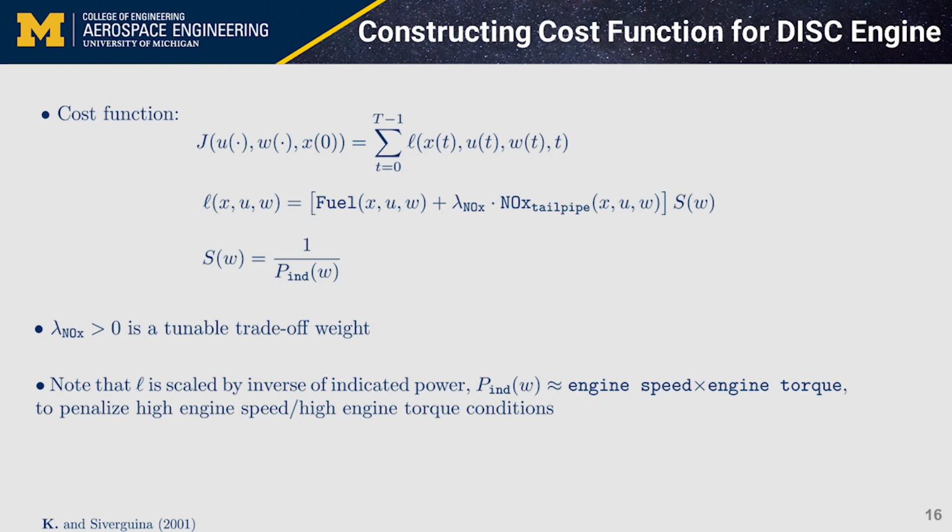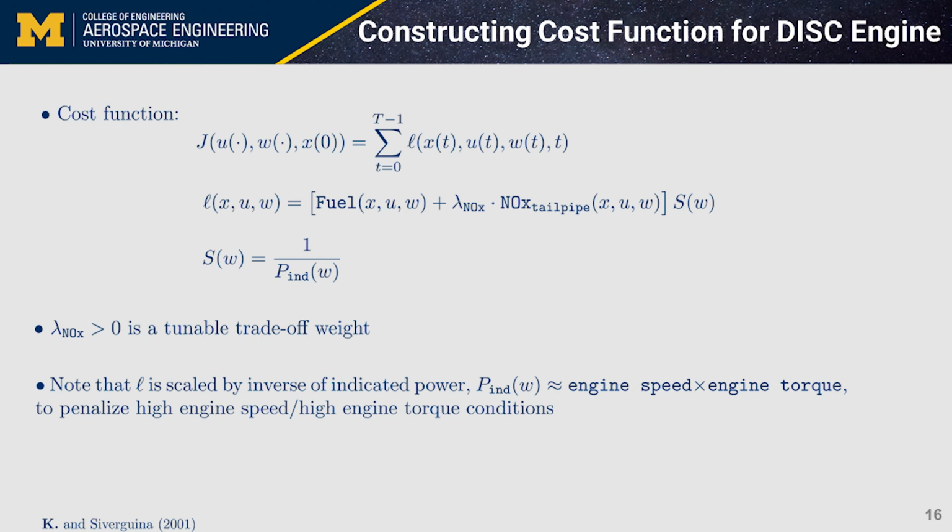Now, how do we apply this to our engine? So the key is, of course, picking the right cost function. And so the cost function, this script L, we choose it as looking at the fuel consumption of our engine, and then NOx emissions that go into the tailpipe, so the output of the lean NOx trap. And then there is a trade-off weight here, which is lambda. And that's the cost.